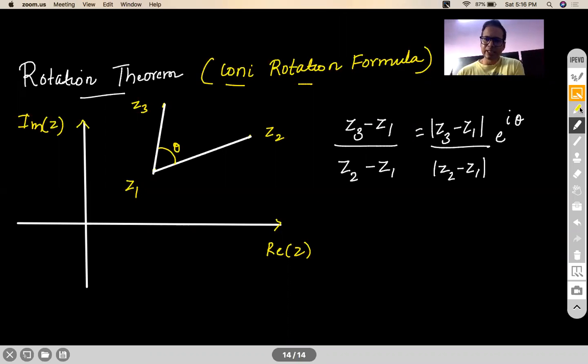See, if I ask you, what is this complex number Z2 minus Z1? Can you express this in an Euler form? Okay, can you express this in an Euler form? So we'll say, okay, I can write it as mod of Z2 minus Z1, e to the power i into argument of Z2 minus Z1.